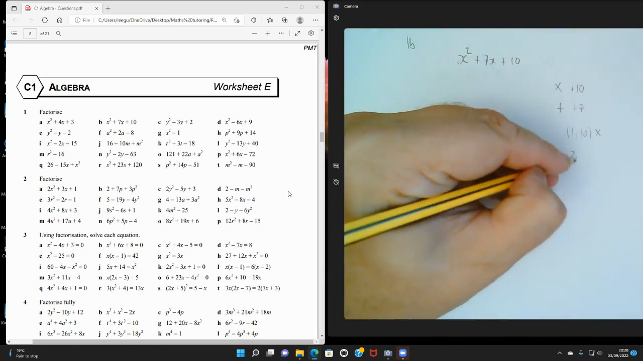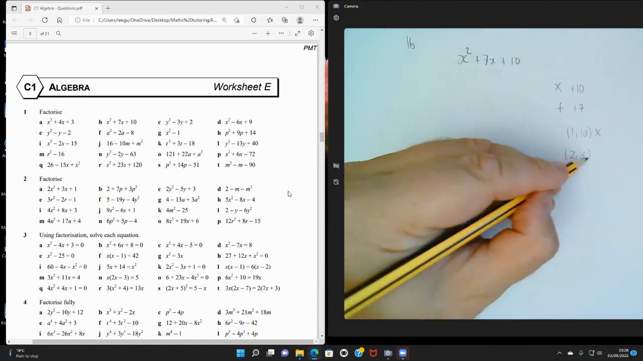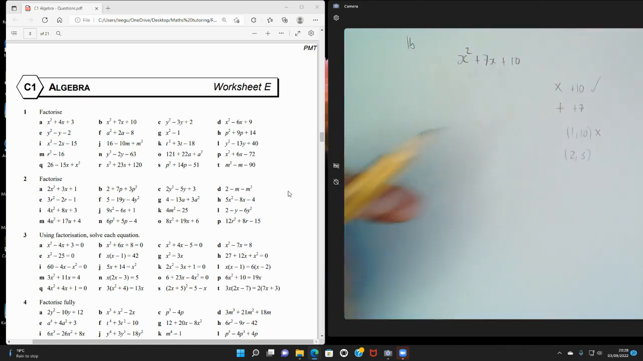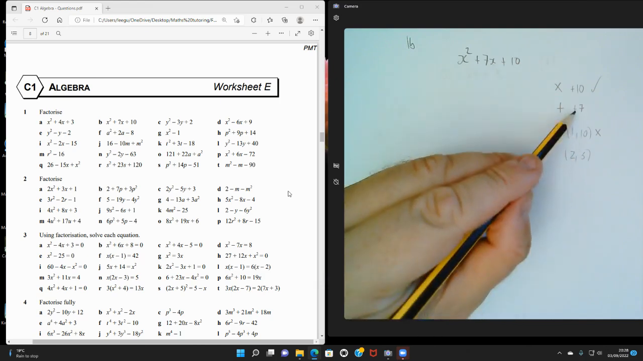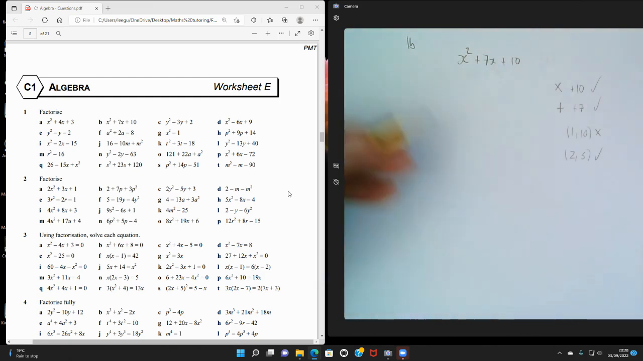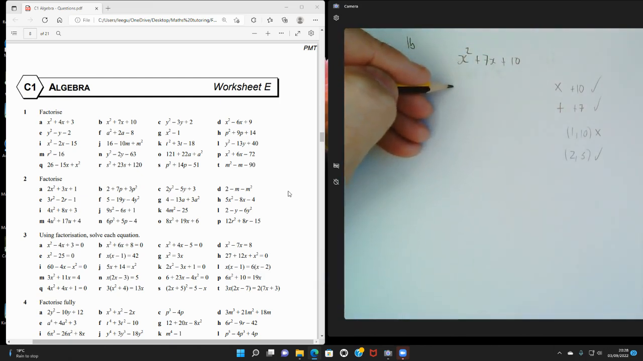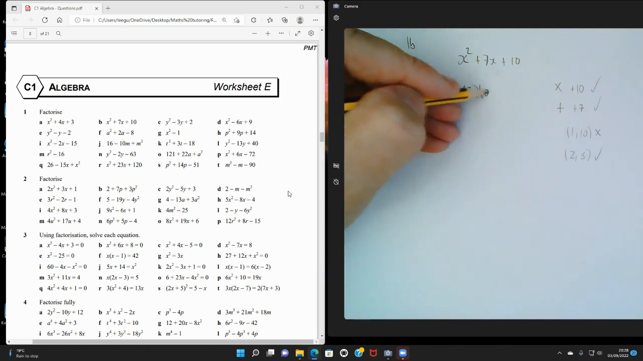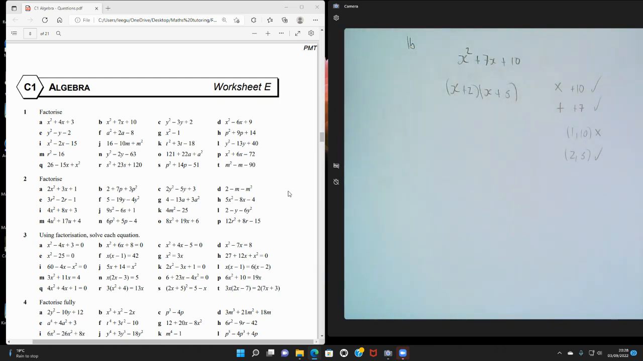Let's consider then 2 and 5. So 2 times 5 does multiply to make 10, and 2 add 5 also adds together to make 7. So this is the correct factor pair. So this means that this expression can be factorised as x plus 2 and x plus 5. And that's how we factorise a quadratic expression. There's a lot more that can be said about all the different pluses and minuses. It can get a little bit more complicated than that. So let's have a look at another one.